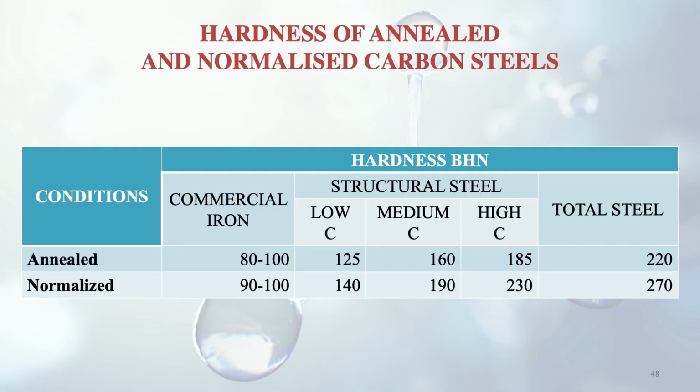So whenever we want to increase the hardness, we can apply this normalizing process wherever the austenitic structure is stable. So here we see one table. The conditions are given here, the annealed and the normalized type of steels, and we can see the structural steel low, medium and high carbon content, and the total steel. So you can see the hardness of the annealed and the normalized carbon steels. See, annealed is 125, then normalized is 140. So hardness is also varying. In case of normalized, we can see that the hardness and all things are somewhat better than the annealed ones. So this table is telling about that.